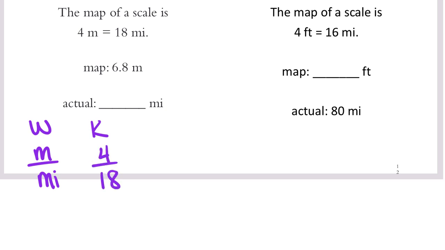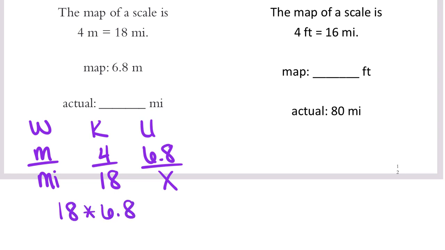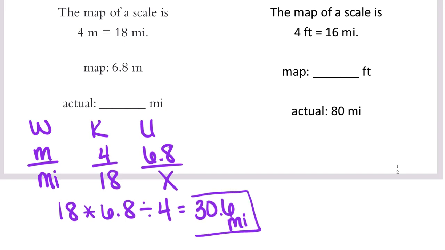and your known was 4 over 18. And my unknown was 6.8 over X. Very good. And so I multiplied 18 times 6.8 and got 122.4 and divided that by 4 and I got 30.6 miles. 30.6 miles. Very good.